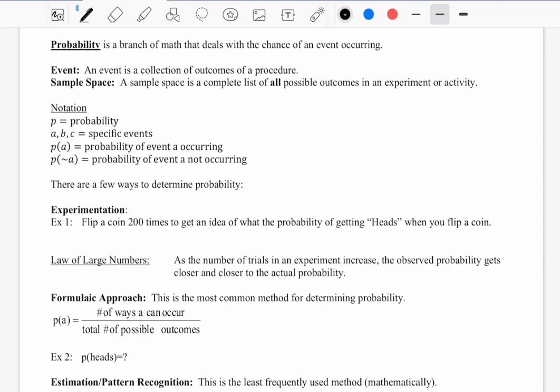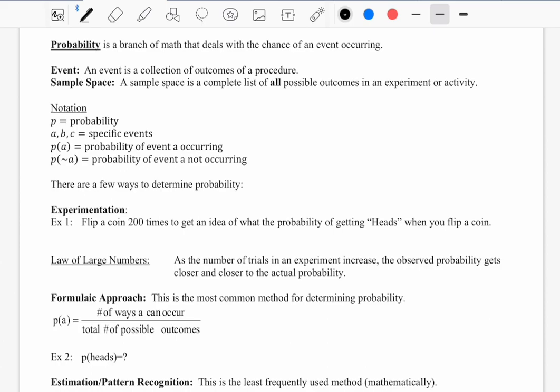An event is a collection of outcomes of a procedure. So if I'm looking at rolling a die, for example, or flipping a coin, I'll go with flipping a coin. An event might be getting heads, or it could be getting tails. Now, the sample space is the list of every possible outcome that you could have. So for a coin, it's nice and simple. It's heads or tails, but those are the only possible outcomes you could have.